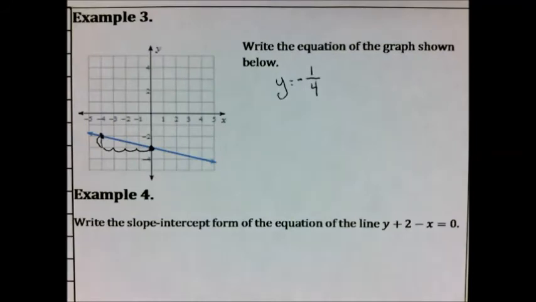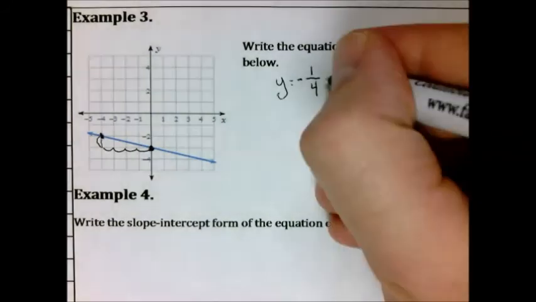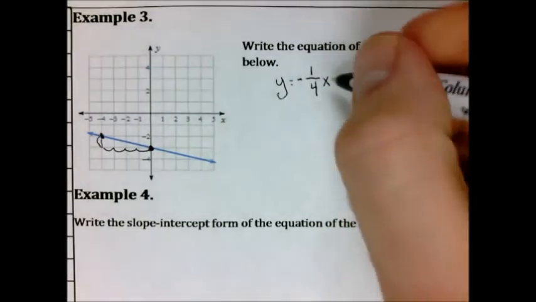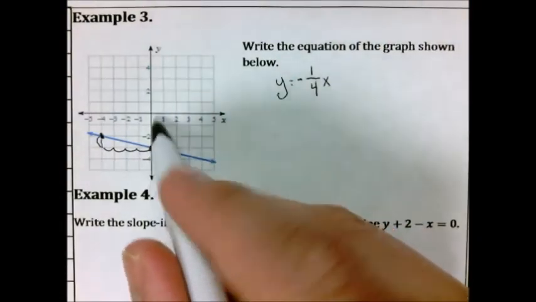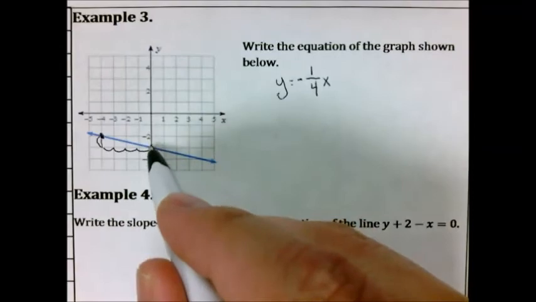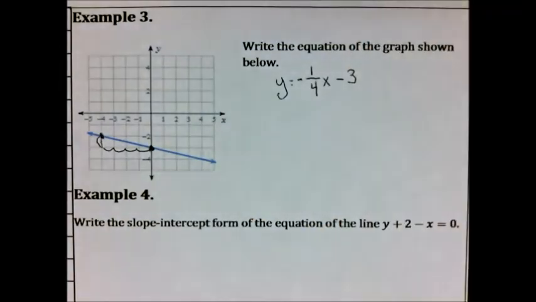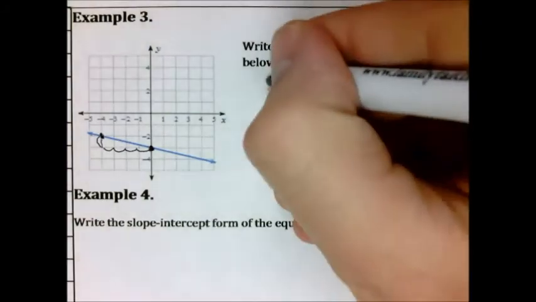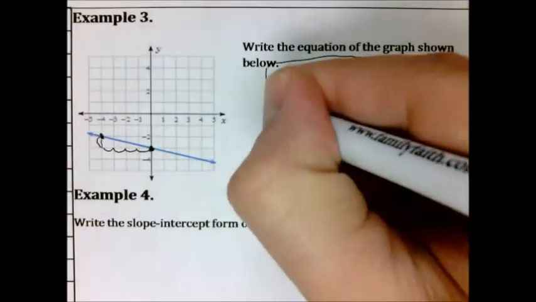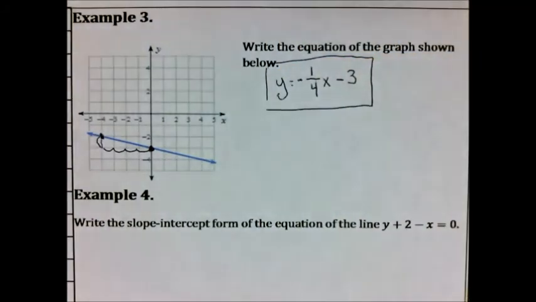Now we have to put our x, remember it's mx plus b. Our y-intercept, b, is at -3. So we're going to subtract 3 from that. So our equation ends up being y equals -1/4 x minus 3.